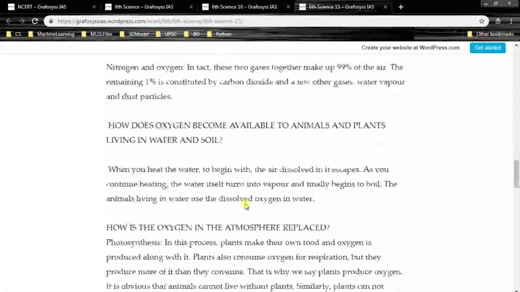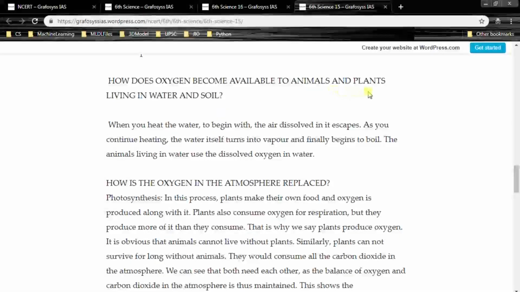How does oxygen become available to animals and plants living in water and soil? When you heat the water to begin with, the air dissolved in it escapes. As you continue heating, the water itself turns into vapor and finally begins to boil. The animals living in water use the dissolved oxygen in water. So when we heat the water, the dissolved air, including oxygen, escapes first. Later, the water is converted into water vapor and it also escapes.